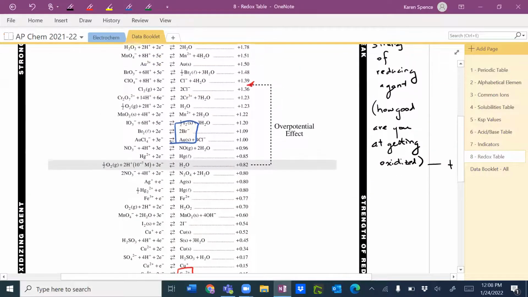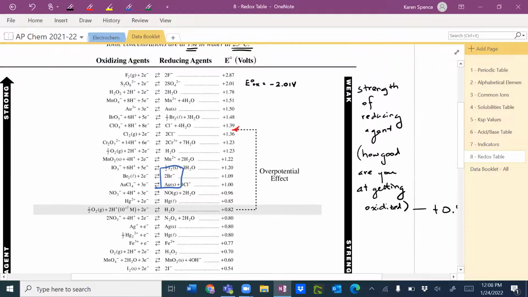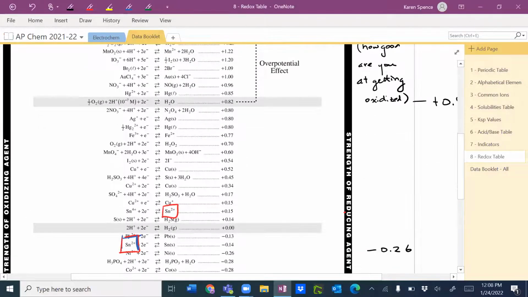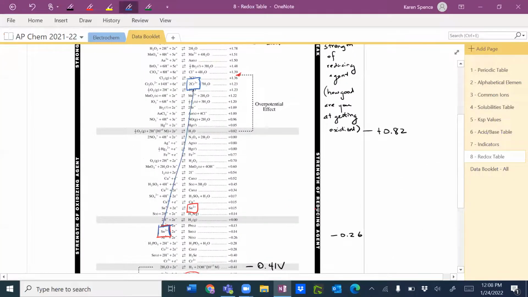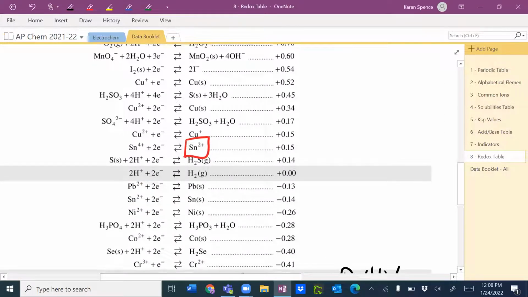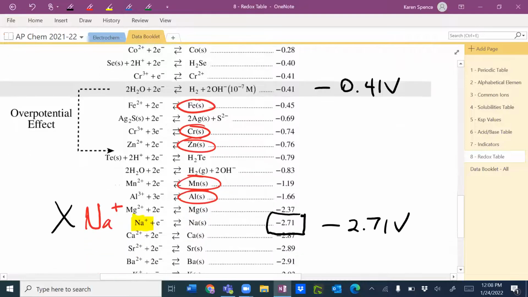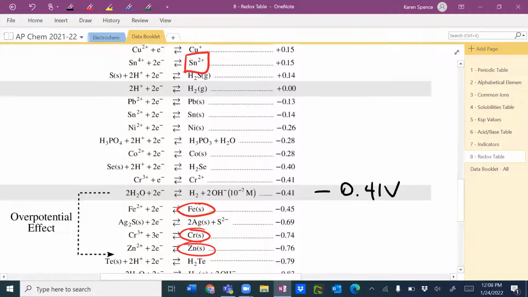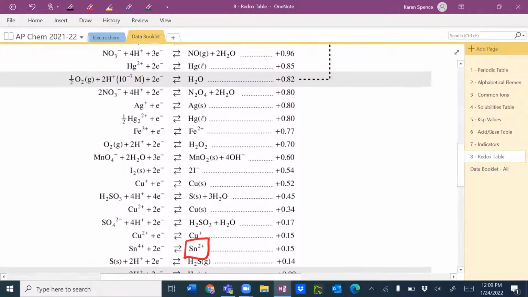Is there a chromium 3 plus up here? Ooh, look, there's a chromium 3 plus. However, huge uphill, so that's non-spontaneous. You will not get a reaction, so that's no good. Lead 2 plus. I feel like lead should have 2 things as well, but maybe it doesn't, because lead comes in 2 and 4 plus varieties. But I don't see the other lead.